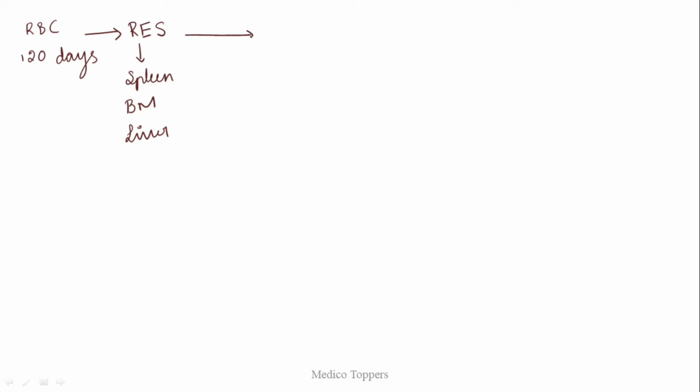First, we know the life cycle of RBC is a maximum of 120 days. After that, these old RBCs enter into the reticuloendothelial system, which is the spleen, bone marrow and mainly the liver. These three organs are mainly dealing with the breakdown of old RBCs. Once the RBC enters, it is divided into heme and globin. The protein part will go for storage or it will enter into the blood.